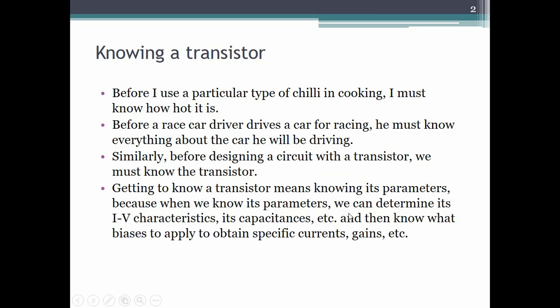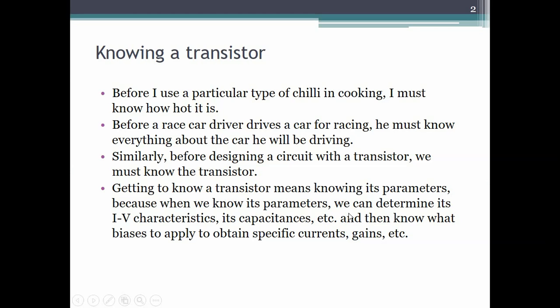So for example, if I want to use a particular type of chili in my cooking, I first must know how hot it is before I start using it. Or if I am a race car driver and I'm driving a car for racing, I must know everything about the car before I use that car in a race. Similarly, if I'm going to use a transistor to design circuits, then I must know that transistor.